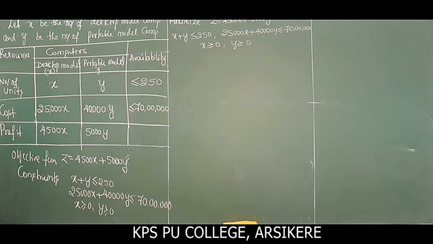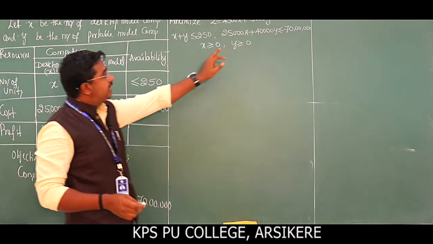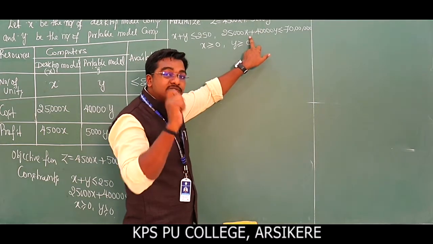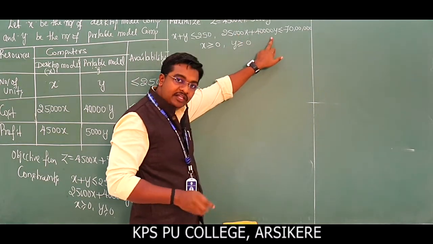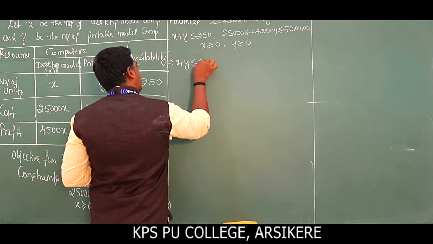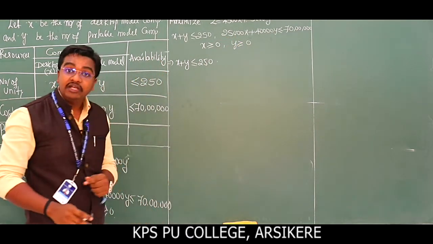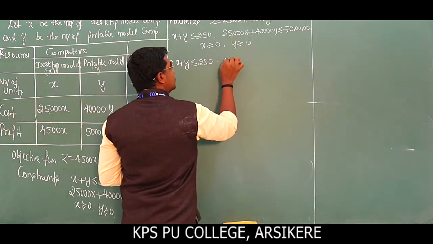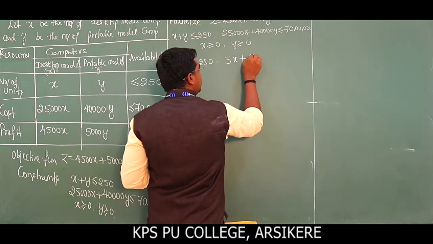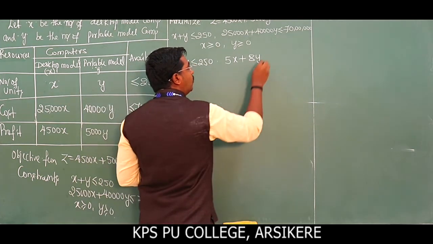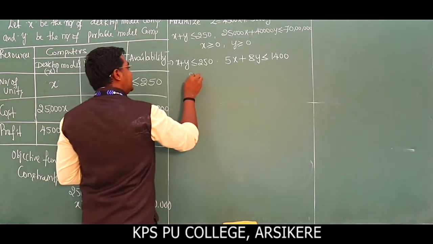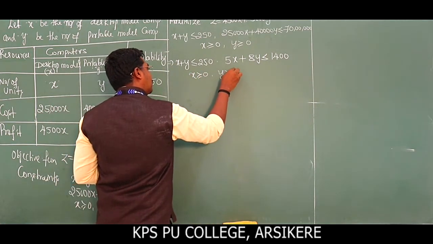So x plus y less than or equal to 250, this is not a problem, but here we have 25,000x plus 40,000y. So we will divide that by 5000. If you divide this inequality by 5000, you will obtain: 25,000 divided by 5000 becomes 5x plus, and for 40,000 we are left with 8y, less than or equal to 1400, and x greater than or equal to 0, y greater than or equal to 0.